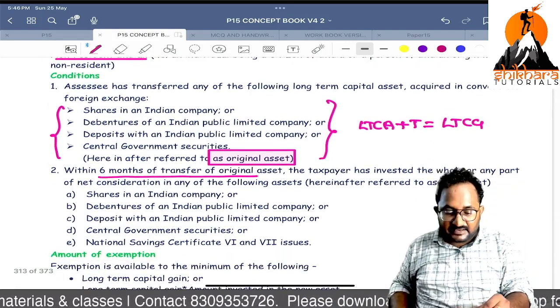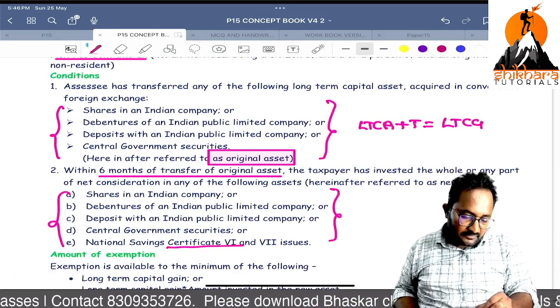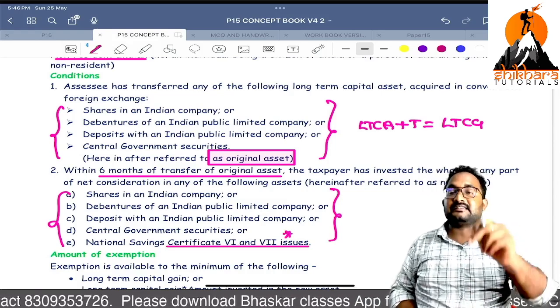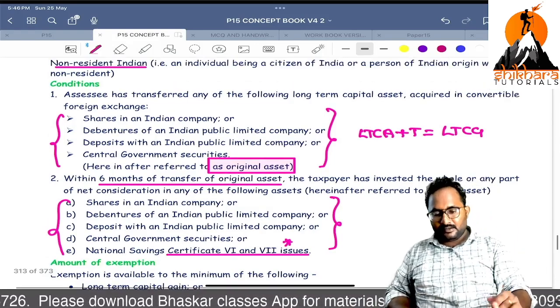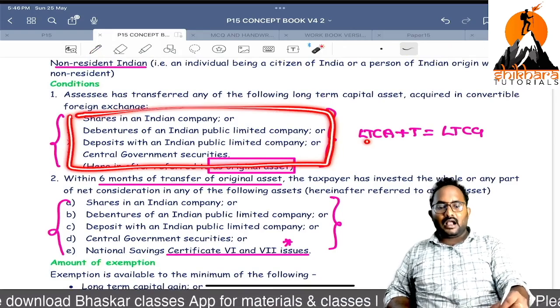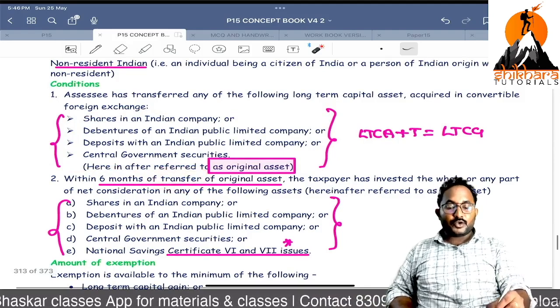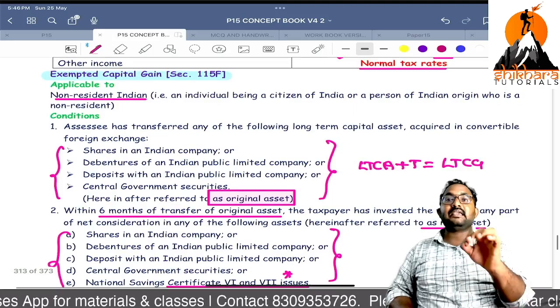Out of that proceeds, within 6 months, if we purchase the same asset, yes, but here one more asset is added. What is that? NSC VI and VII issue certificates, if you purchase them also, okay. So the foreign exchange asset we discussed as of now, that is transferred, and on that we are getting the long-term capital gain. But within 6 months of the transfer, if you invest in this new asset, you will get which exemption? 115F exemption.